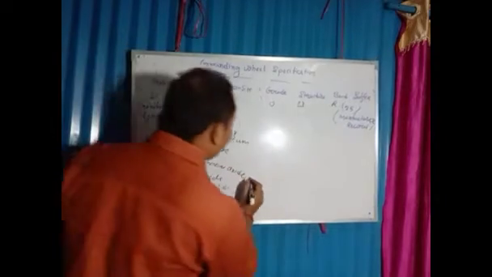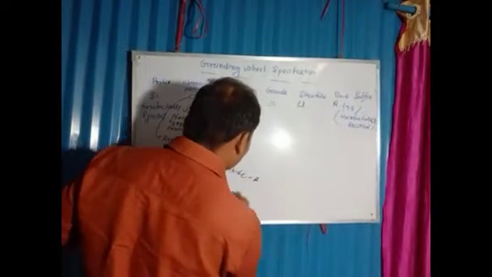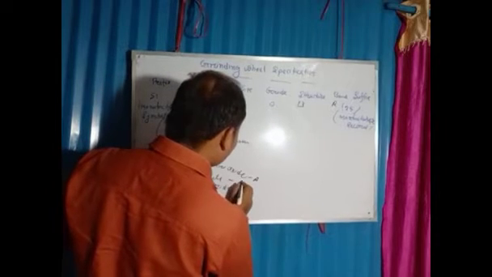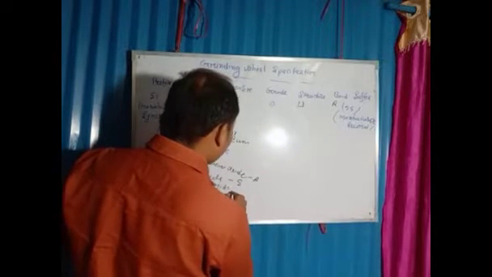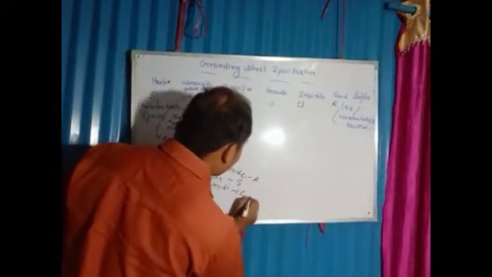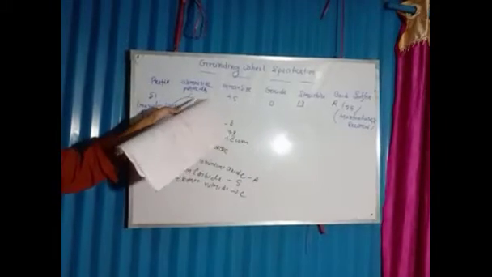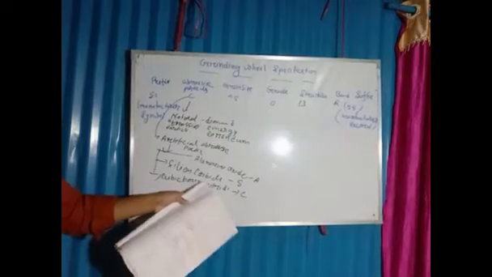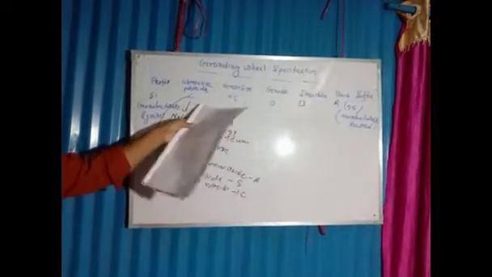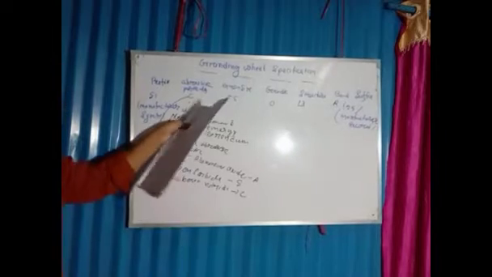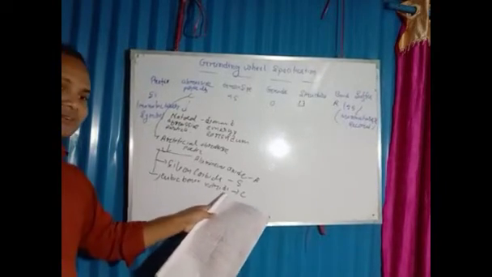Here aluminum oxide we denote as A, silicon carbide we denote as S, and cubic boron nitride is denoted by C. So here we can easily see that C means cubic boron nitride. So here we can understand what C is.